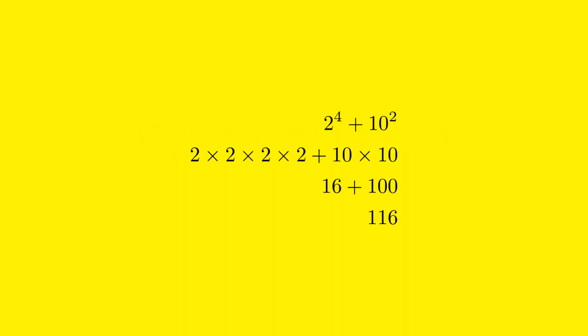To simplify the expression 2 to the power of 4 plus 10 to the power of 2, we start by evaluating each term separately. The first term, 2 raised to the power of 4, means 2 multiplied by itself 4 times, giving us 2 times 2 times 2 times 2, which equals 16. The second term, 10 raised to the power of 2, means 10 multiplied by itself 2 times, giving us 10 times 10, which equals 100. Therefore, the expression 2 to the power of 4 plus 10 to the power of 2 is altered to 16 plus 100.